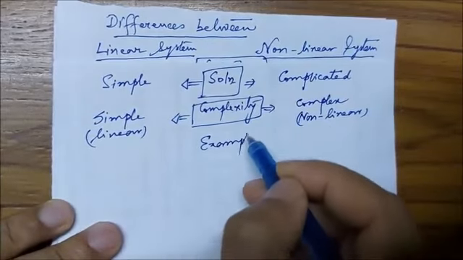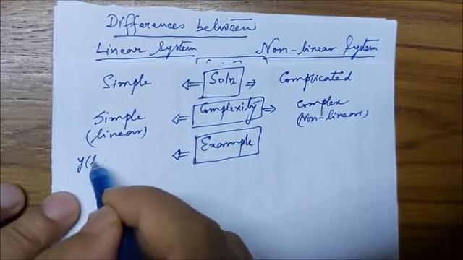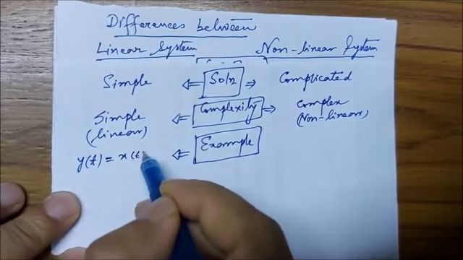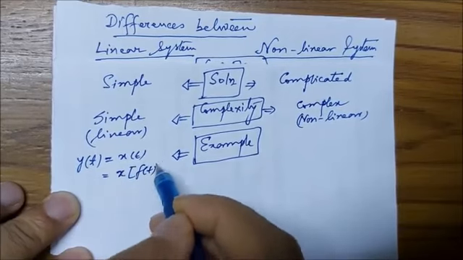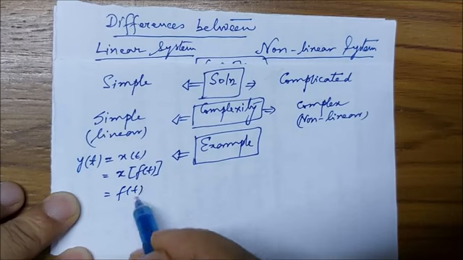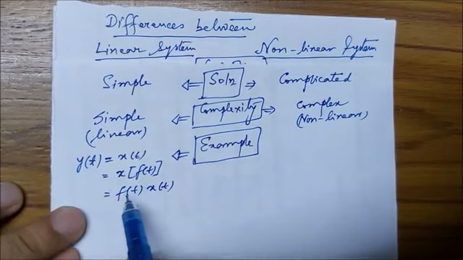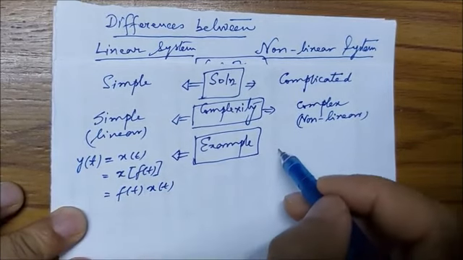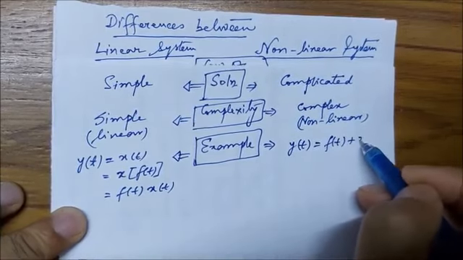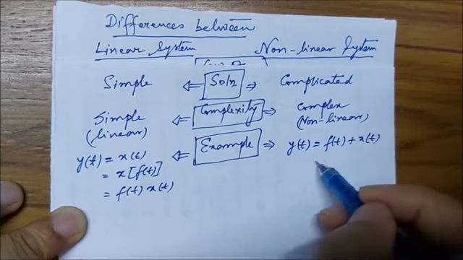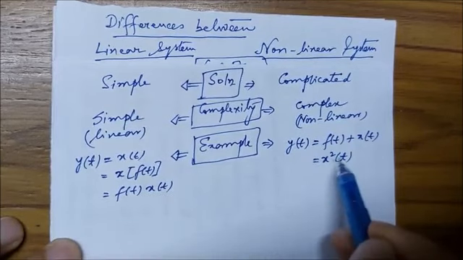We now give example of linear system. For instance, the output is x of t or x f of t or say f of t x of t. For systems which produce this type of output, we'll say it is linear, but if the output is say f of t plus x of t, then system is non-linear as discussed in previous video. So these are non-linear systems.